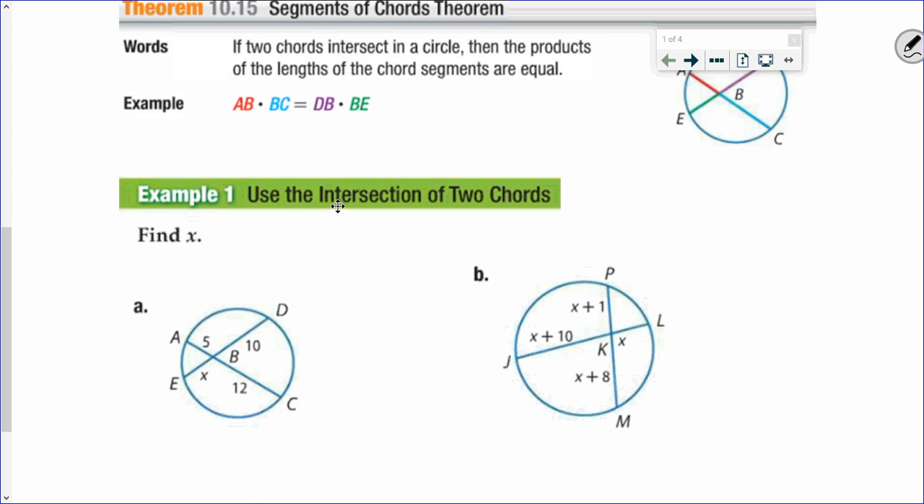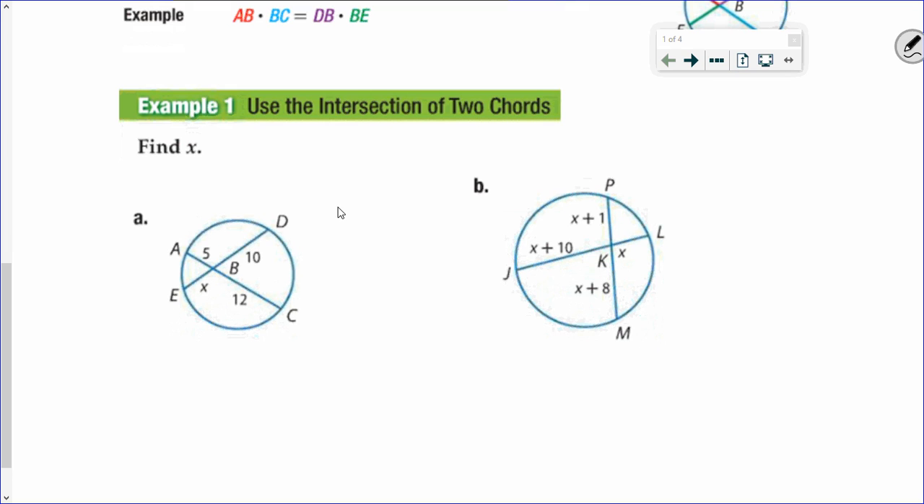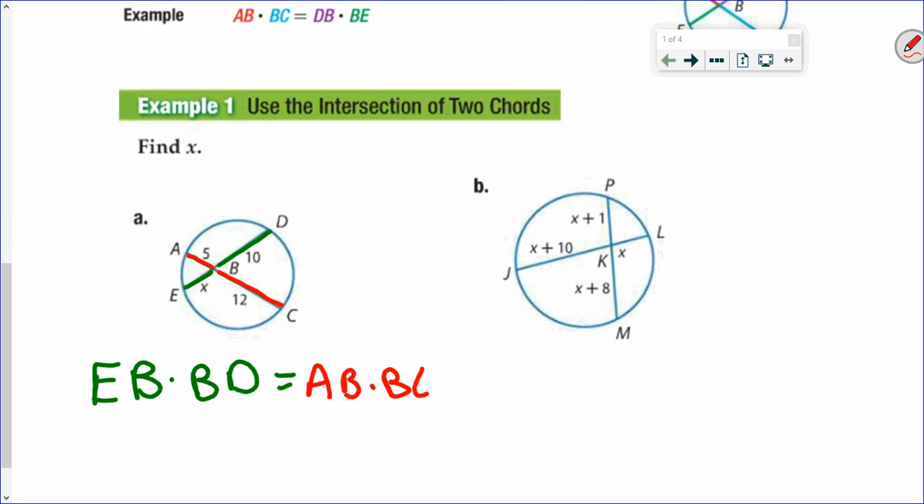All right, as we look at example 1, we want to find x. So we need to use that theorem. EB times BD, the pieces of the segment, are equal to the product of AB times BC. That's how we use this theorem.